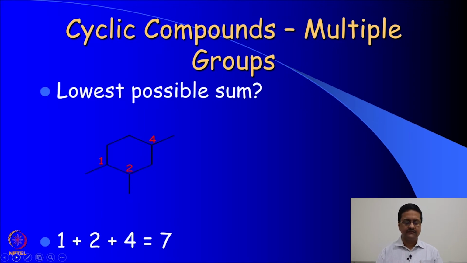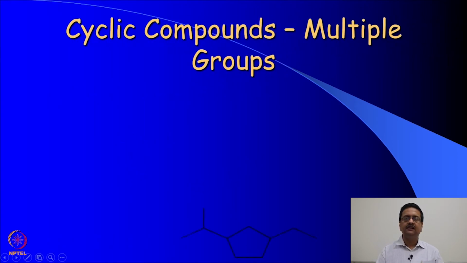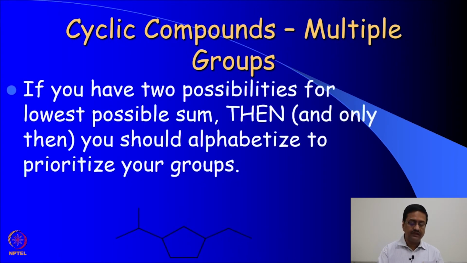7. If we had started from the point 2 and written it in the other direction, then what you would have got is different. If you had started from here as 1, 2, 3, 4, 5 and 6, in that case it would have been 1 plus 2 plus 5 equal to 8, which is larger than 7. So, as a result, the name should have been different.